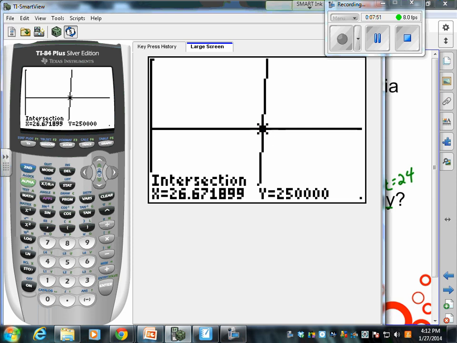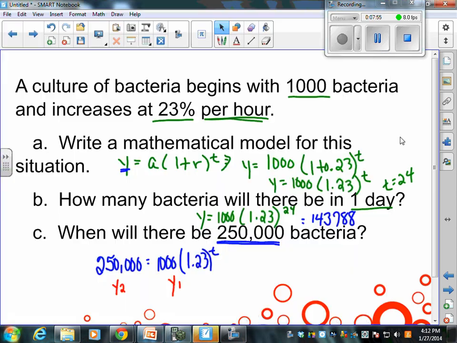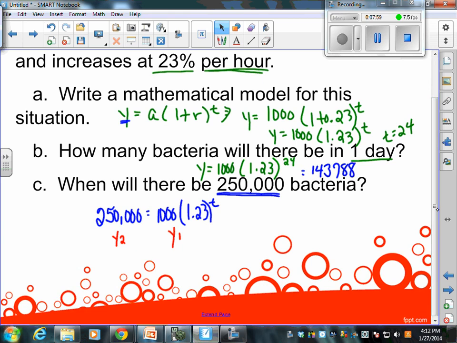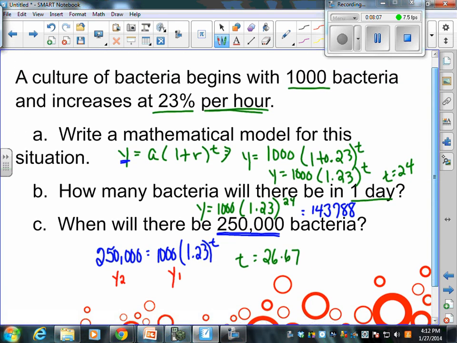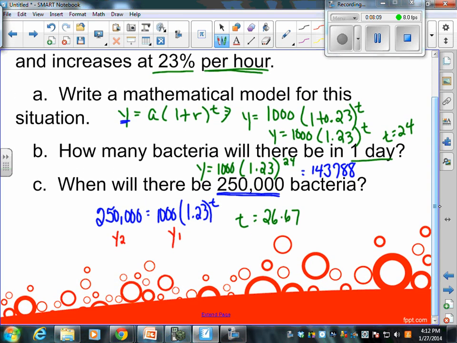So that's my time. That's how many years it's going to take me to get to 250,000. So t is 26.67. Normally, though, if they give me a beginning time, which in this case they don't give me a beginning year, I would add that to whatever year you started counting or whatever year you first made your measurements.